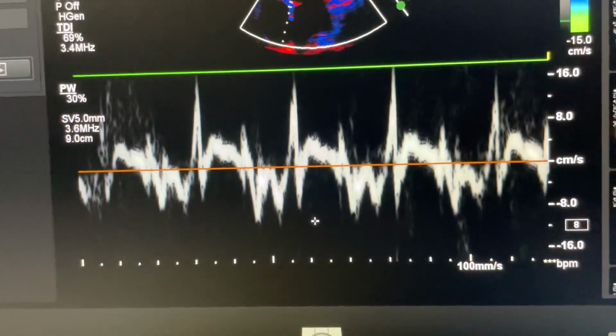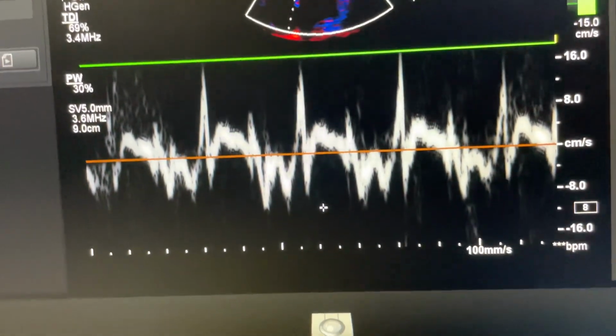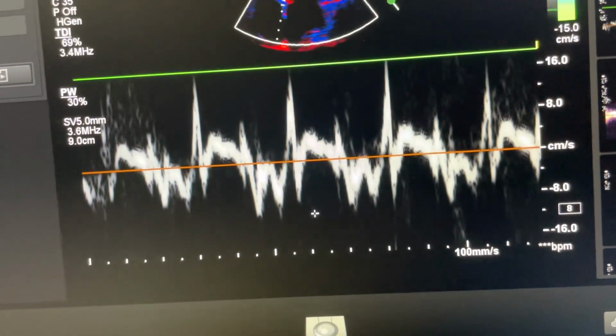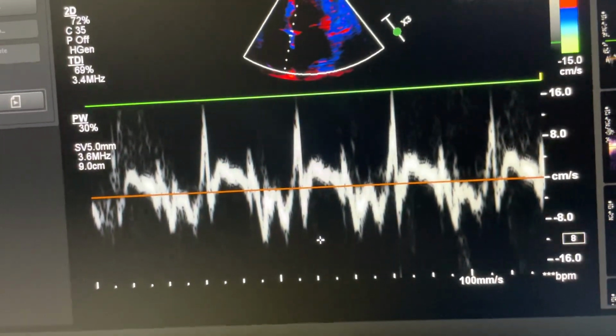That is annulus paradoxus, because that is abnormal. Normally, lateral annulus has more velocity. So whenever you find medial annulus more velocity compared to lateral annulus, then it goes in favor of constrictive pericarditis.